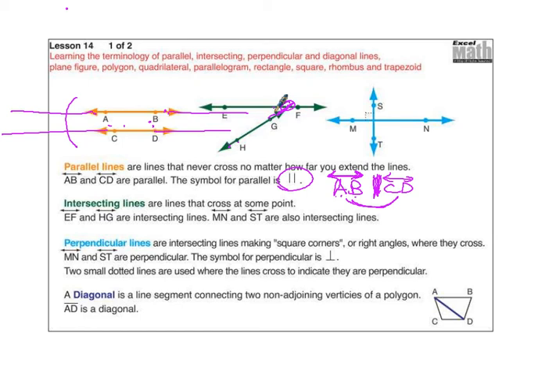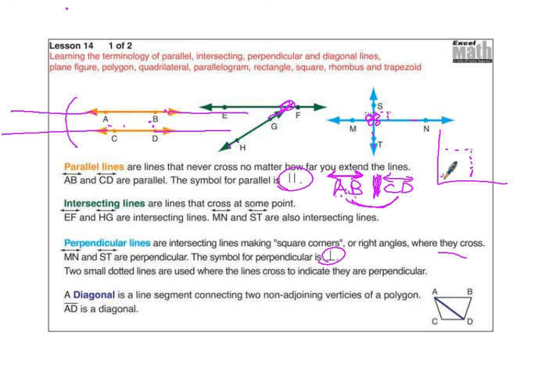Perpendicular lines are intersecting lines that make square corners or right angles where they cross. M and N and S and T are perpendicular. The symbol for perpendicular looks like that. Two small dotted lines are used where the lines cross to indicate that they are perpendicular. So here is MN going this way and ST. These are perpendicular to each other because where they cross forms four right angles. And the reason they put this little dotted line thing like that is to show you that that is a square corner. So anytime you see that in an angle, that means that this is a right angle, a 90-degree angle, a square corner.